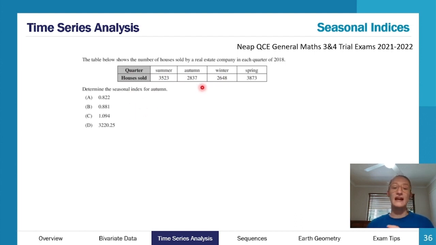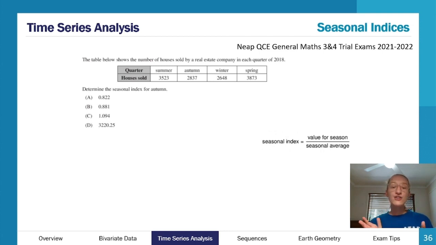I'm not sure yet. We're going to have to calculate it to work it out, because we've got these two that are a bit higher and these two that are a bit lower. So my thinking is that summer and spring will have a seasonal index above 1, and autumn and winter will probably have a seasonal index below 1. So I'm thinking it's going to be A or B. And then D is just completely wrong, because that to me looks like the average of all of the numbers, but we don't want that. We want the seasonal index. That's what we've been asked to find, which we know is going to be a number around 1. So I'm already thinking it's going to be A or B.